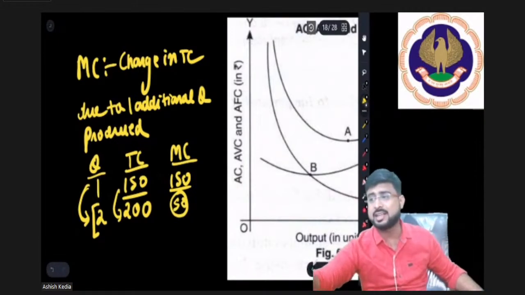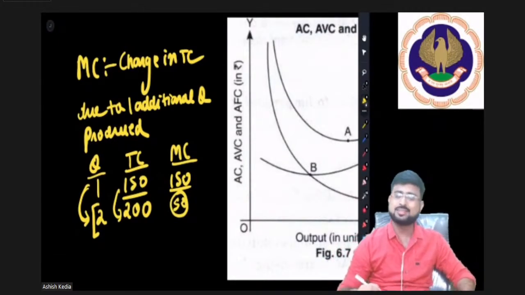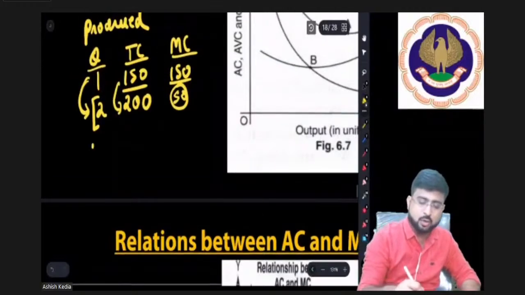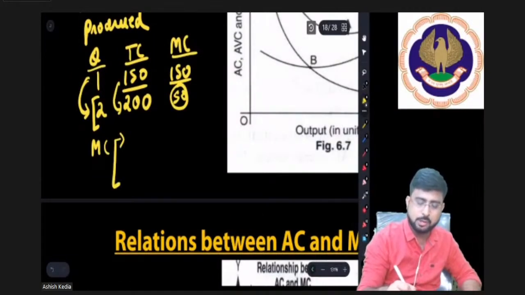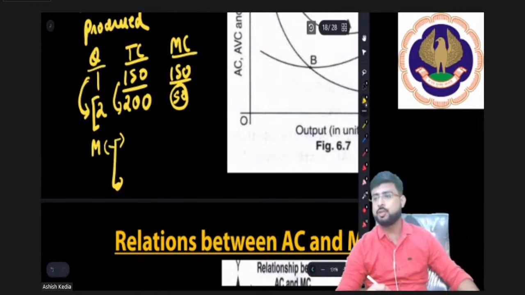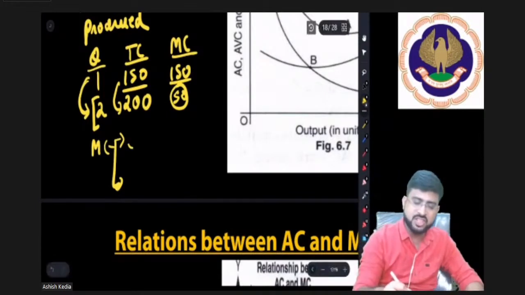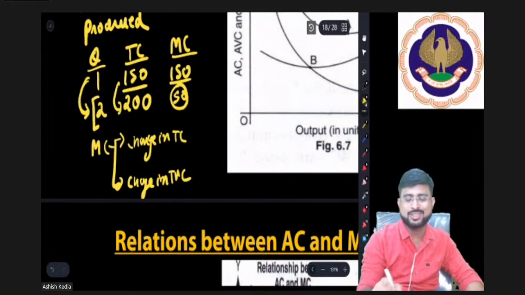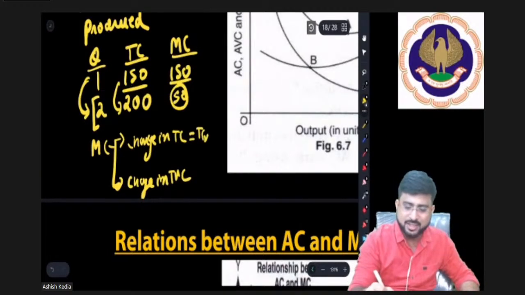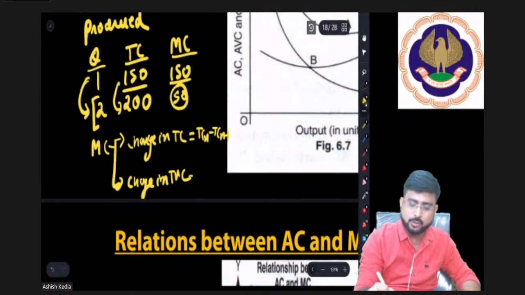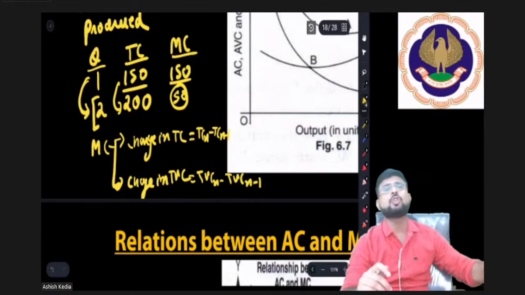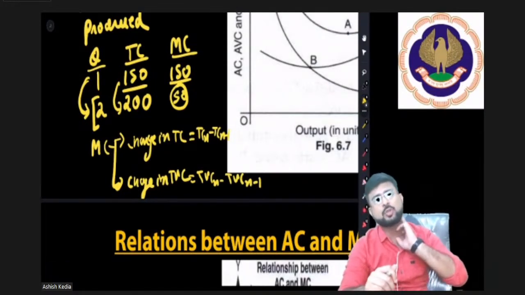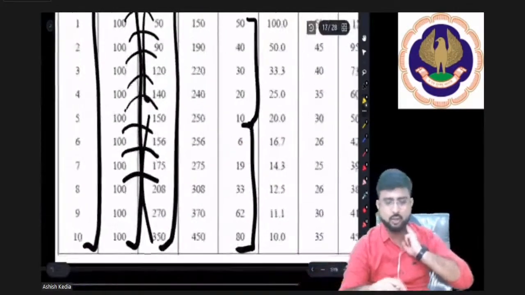Guys, one interesting thing about marginal cost, do you want to know? Yes sir, we do want to know. To compute marginal cost, you can use the change in total cost as well as the change in total variable cost. Both are the same actually. TC(n) minus TC(n-1). Here also TVC(n) minus TVC(n-1). How, sir? Because both represent change, and marginal cost is also representing change. Sir, can you show it in your example?